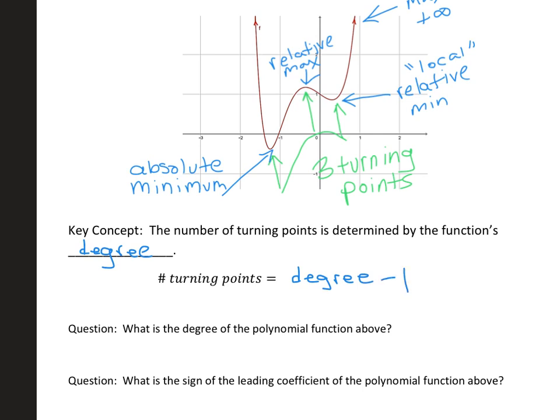So if we look at this particular polynomial graph, what is the degree of the polynomial function shown? And so if we look at the number of turning points, we have, I'm going to abbreviate here, we have 3, we said, when we observe the graph. And you have the degree minus 1. So you can see that the degree here must be equal to 4.